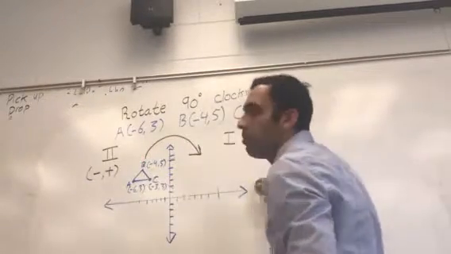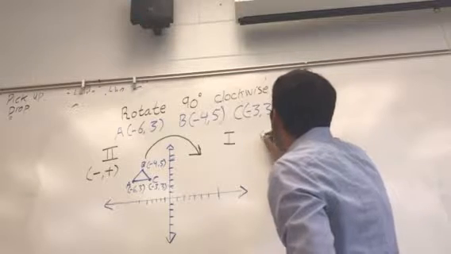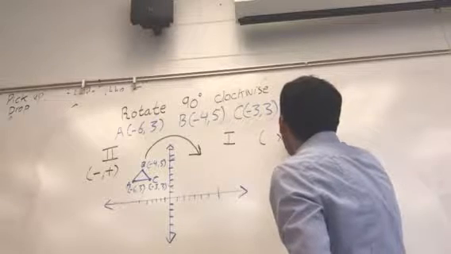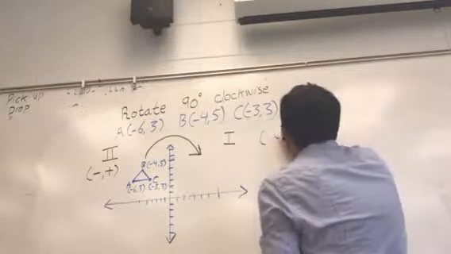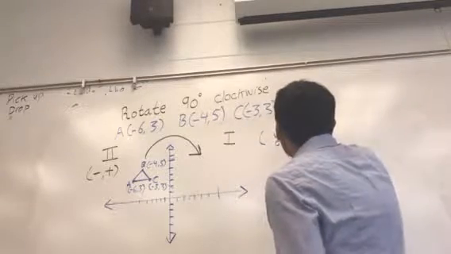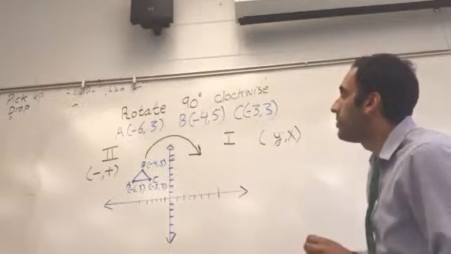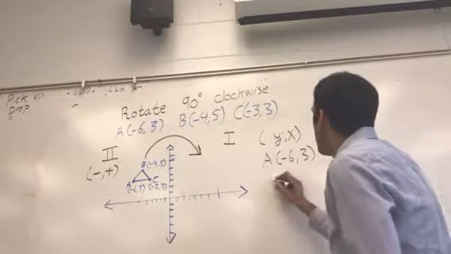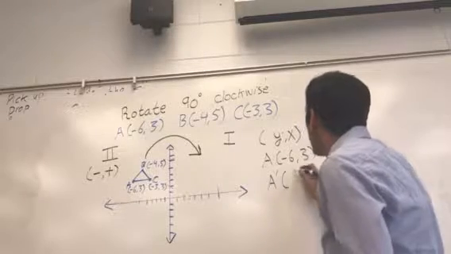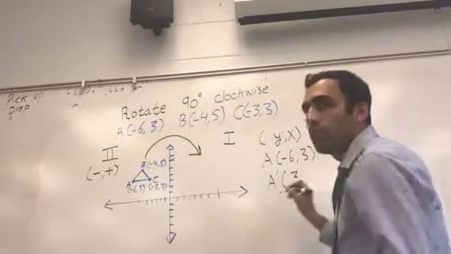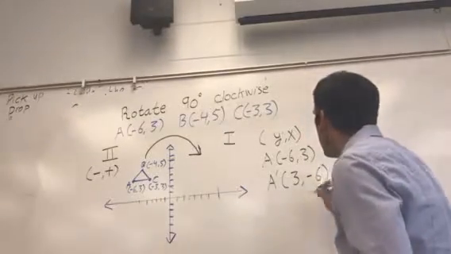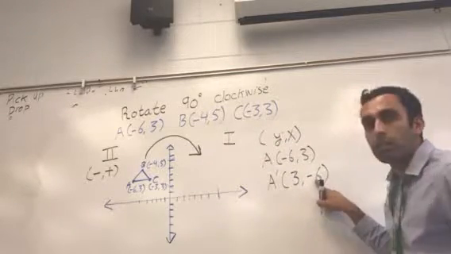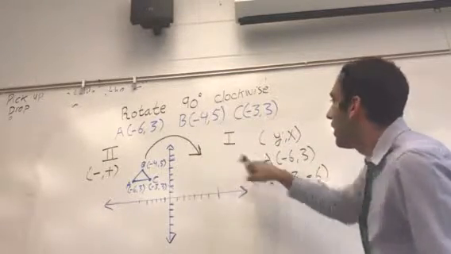Now, if you guys remember, the rule tells you to switch your x's and y's. So y comes up front and x goes next. So you have -6, +3. If you were to switch it around, your A prime becomes +3 and -6. But here you should notice that your y component has to be positive.